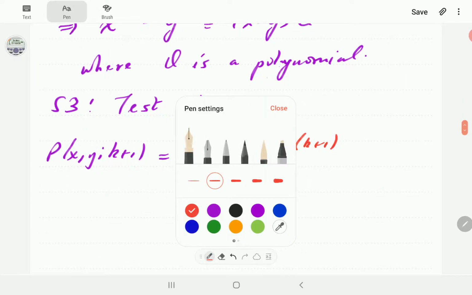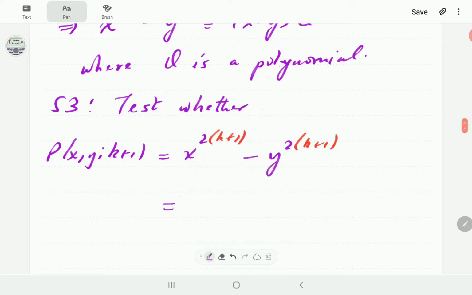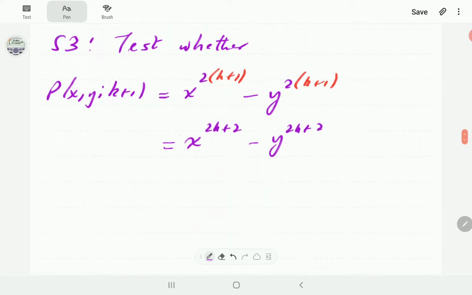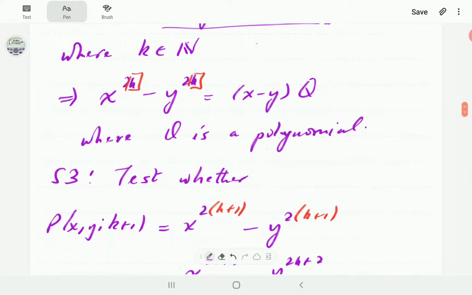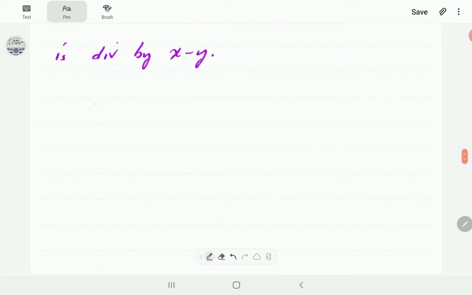Let's simplify now before we finish the sentence. So this is x to the power 2k plus 2 minus y to the power 2k plus 2. So I want to test whether this is going to be divisible by x minus y, provided that step 2 is true. From step 2, here we can make x to the power 2k the subject of the formula.